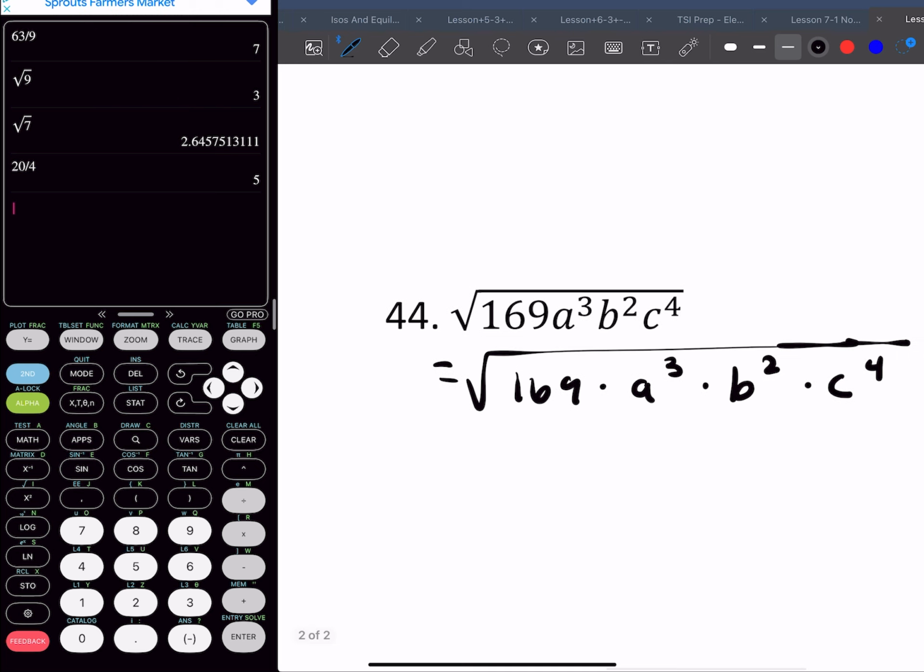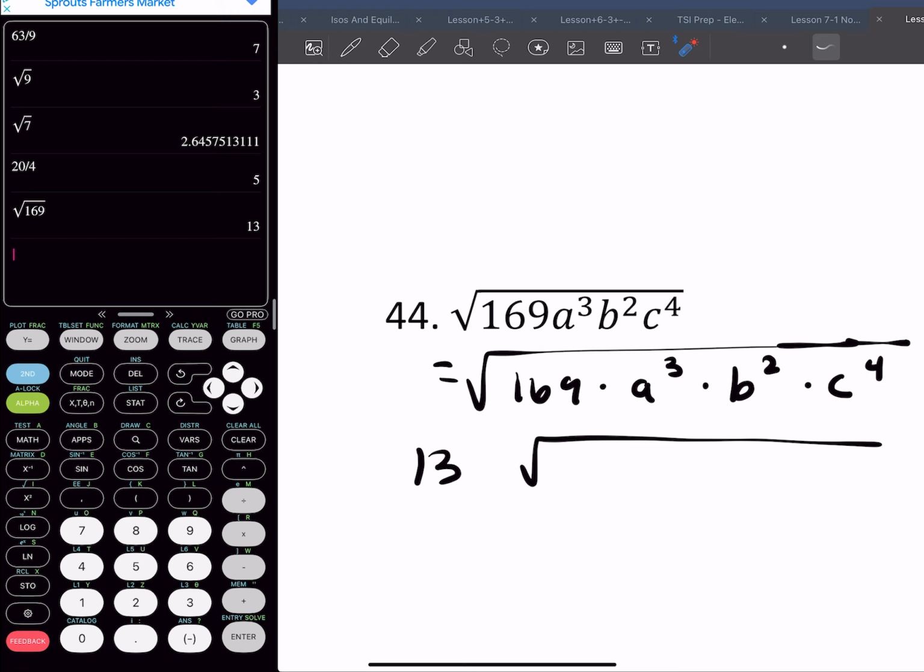Okay? All right, so here's the thing about the square root of 169. If you look at your table of perfect squares, the square root of 169 is 13. 169 is a perfect square, and it's the perfect square of 13. So if I were to take the square root of 169, the 13 is going to go outside of the radical.